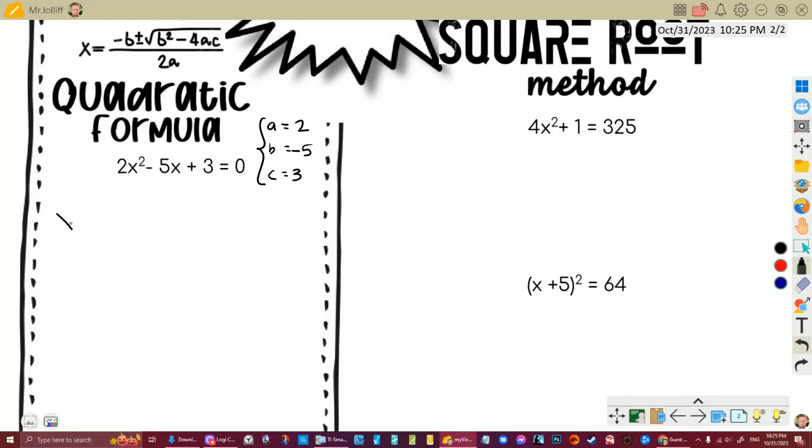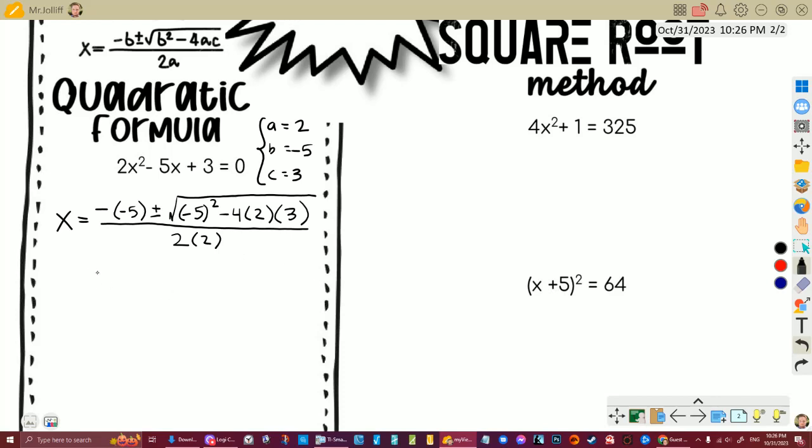And our next step is we're going to go through this formula. You can see it written up here. And we're going to substitute these values in. So this equation says minus b, and we know our b is minus 5, plus or minus the square root, big long square root, of b squared, so I'm going to plug b in, minus 4 times a, which is 2, times c, which is 3. And all of that is over 2 times a, which is 2.